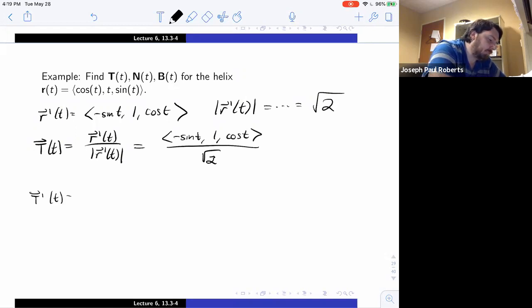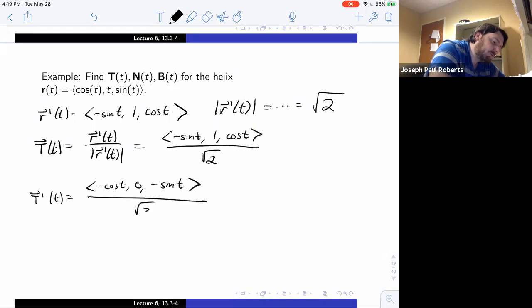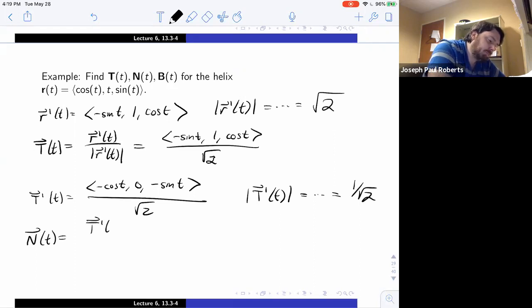T prime is minus cosine t, 0, minus sine t, over root 2. Length of T prime, hit it with the Pythagorean theorem, you get 1 over root 2. So N is T prime normalized. So yeah, minus cosine t, 0, minus sine t.